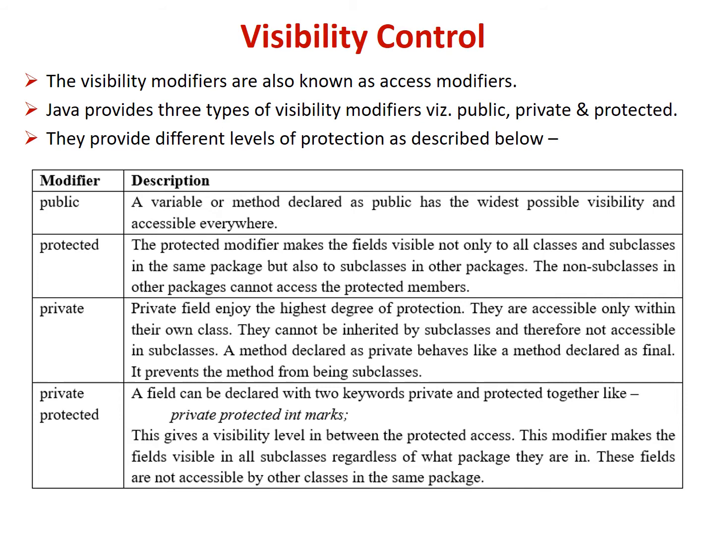Next is the private protected. A field can be declared with two keywords, private and protected, together like private protected integer marks. This gives a visibility level in between the protected access. This modifier makes the fields visible in all subclasses regardless of what packages they are in. These fields are not accessible by other classes in the same package.